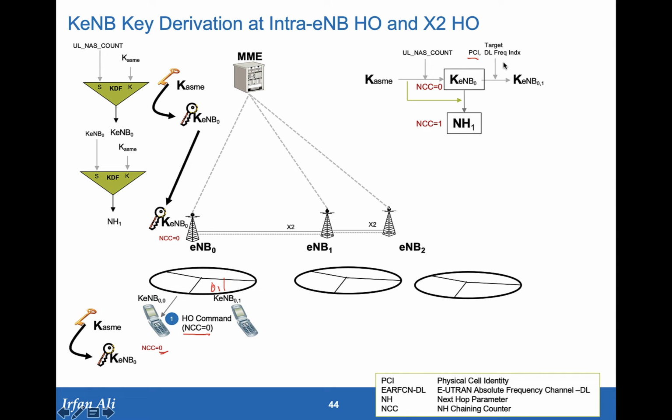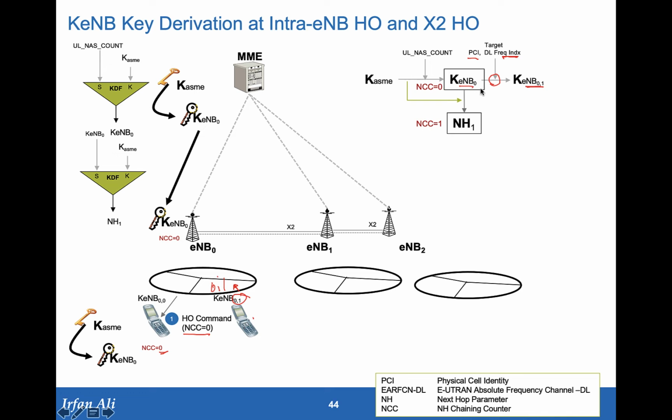So this is the frequency used in the downlink in that particular sector, which is given an index, and that is what is used in the key derivation function, which uses the KeNB0 to come up with KeNB01. So this KeNB01, which is derived in the mobile and derived in the network, is used for encryption and integrity protection at the access stratum in this sector 01.